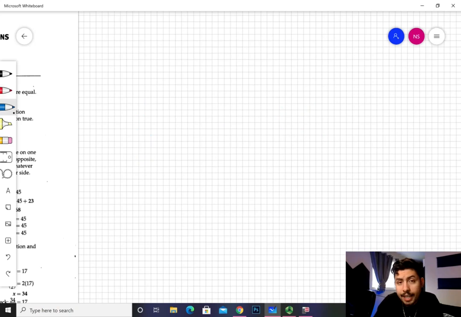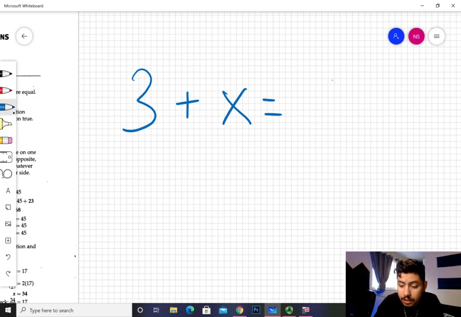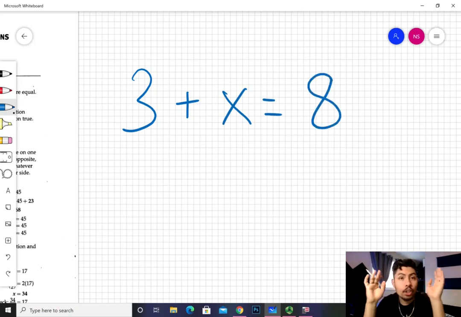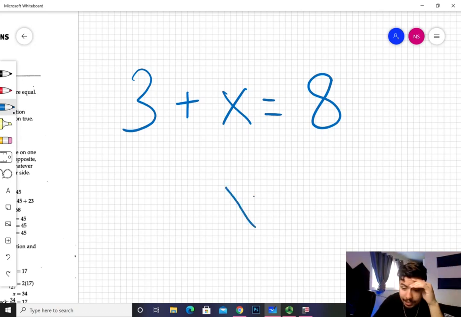If I were to write a one-step equation here, such as 3 plus x equals 8, you can probably look at this and determine what x is just by looking at it, right? Just ask yourself, 3 plus what number gives me 8? You think for a second or two, and you could use your fingers: 3, 1, 2, 3, 4, 5. Oh, 5 is the answer. x equals 5. You could guess and check with one-step equations.